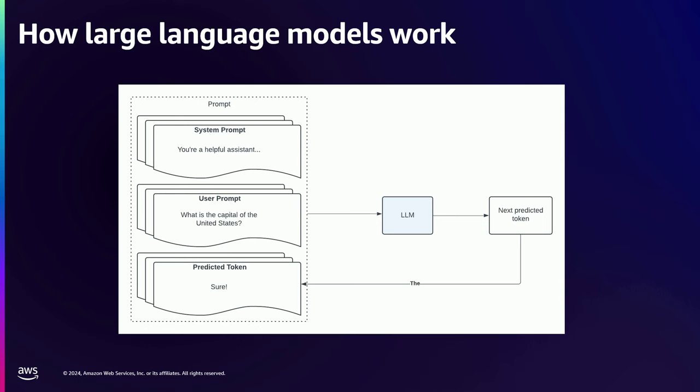And then the large language model will basically predict one token at a time, and it will keep going until it reaches either the stop sequences or the number of output tokens.